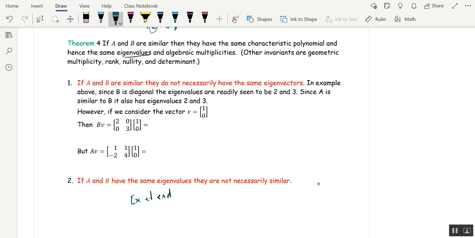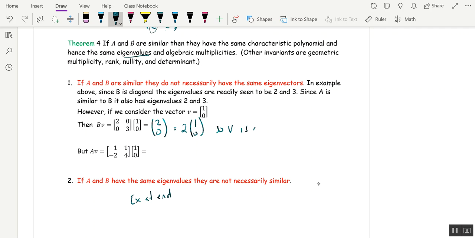And I put an example at the end. And let's just look at this statement about not necessarily having the same eigenvectors. I took the two matrices from above, A and B, so we know they're similar. B has eigenvalues 2 and 3. So A has eigenvalues 2 and 3. So let's find an eigenvector. Consider this vector here, 1, 0. This is going to be an eigenvector for B. And let me show you that. If I multiply B times 1, 0, I get 2, 0, which is twice 1, 0.